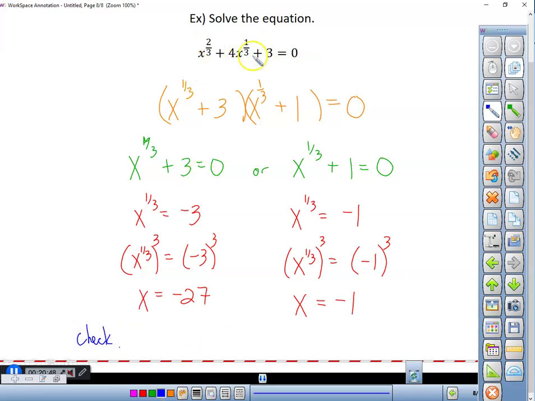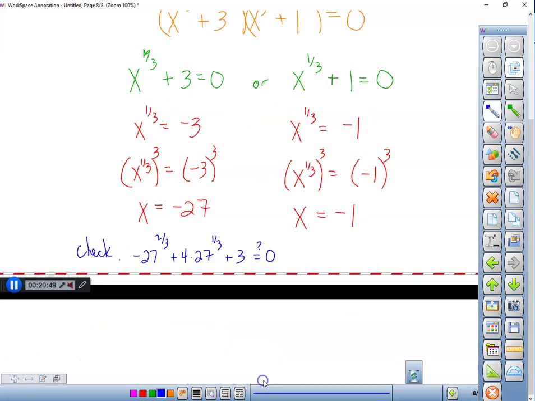So I'm going to use this original equation again. So I have negative 27 to the 2/3 power plus 4 times 27 to the 1/3 power plus 3. Is that equal to 0? So again, you can look at this as negative 3 to the 3rd power, and 3 times 2/3 gives you 2. Negative 3 squared is 9. Or you can use your radical form and look at it this way. So here you get negative 3 squared, which is 9 also.